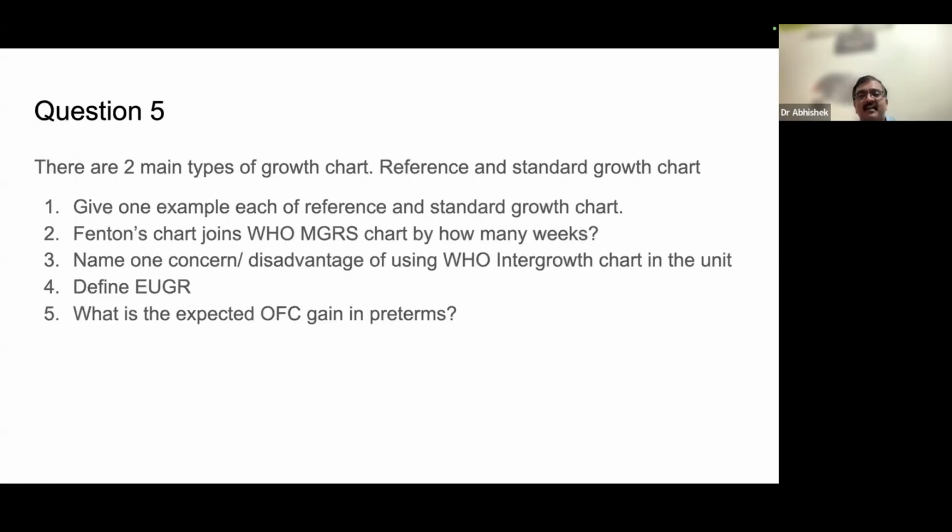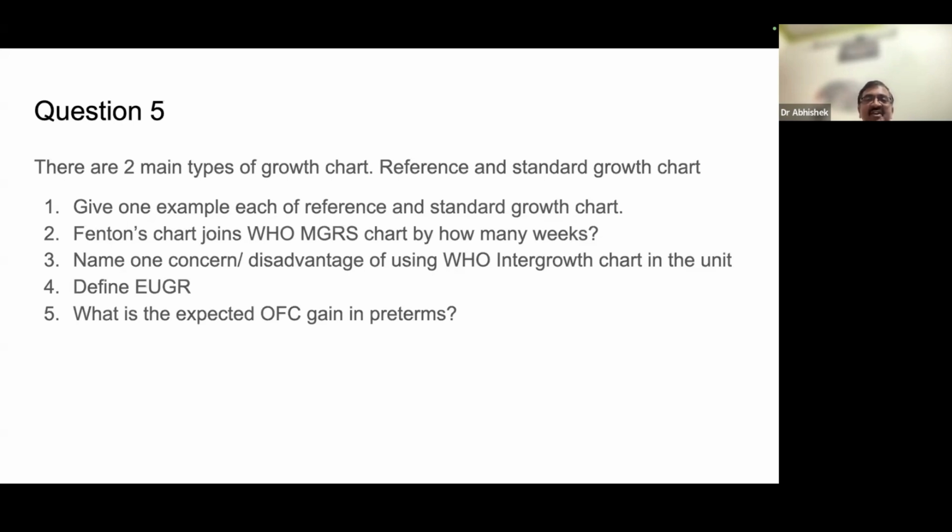Okay. Coming to question number 5. There are two main types of growth chart, reference and standard growth chart. Give one example for reference growth chart. Fenton's, Ehrenkranz, they're all reference growth charts.